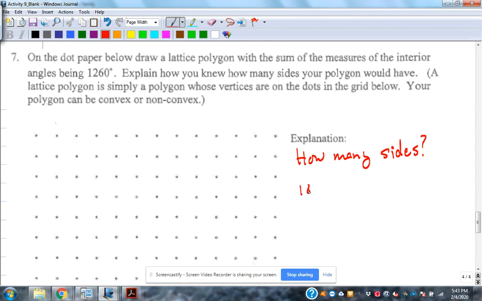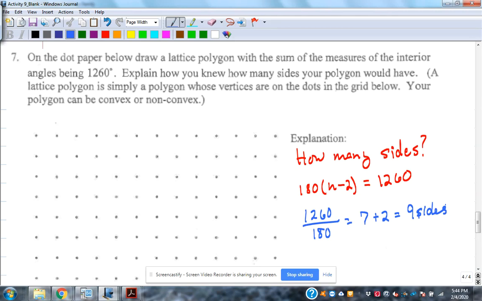Okay, so the formula is 180 times n minus 2 gets you the sum of the interior angles. But we know the sum of the interior angles is 1260. So how do we solve that? You could just show 1260 divided by 180, and that would be 7. But we know that that's short of the number of sides it should be. It should be plus 2. It should be 9 sides.